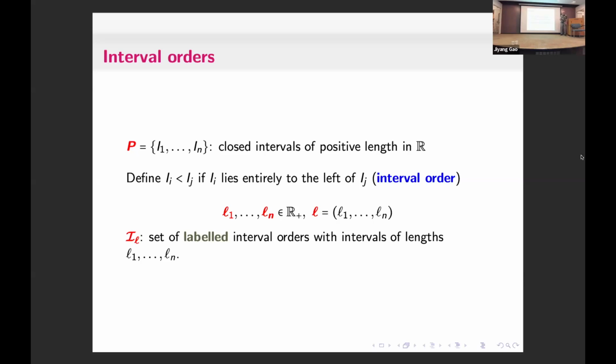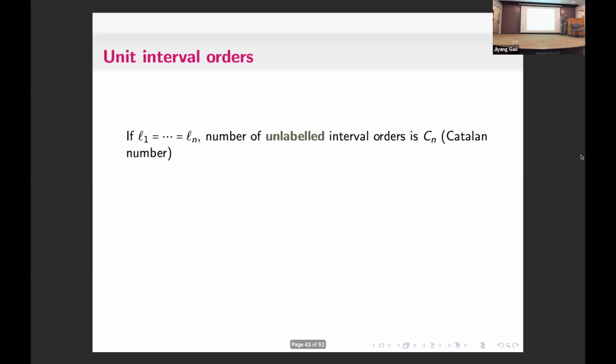So let's suppose we give them the lengths of these intervals. l_i is the length of the ith interval. l will be the vector. And then the script I sub l is the set of all labeled interval orders with intervals of lengths l_1 up to l_n. So, for example, we know if all the l_i are equal, and we're looking at unlabeled interval orders, that number is a Catalan number. These are also known as semiorders, or unit interval orders.